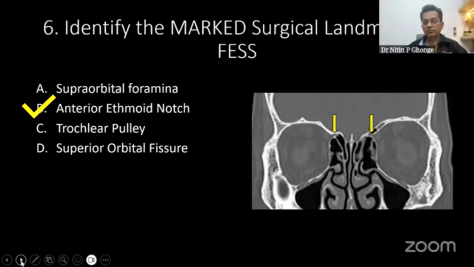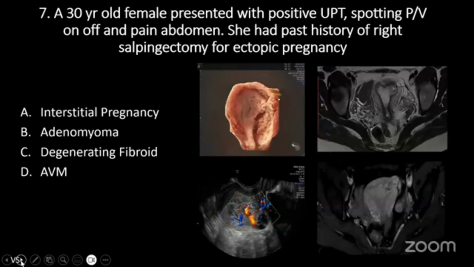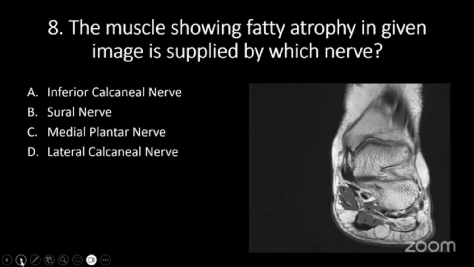That's the anterior ethmoid notch with its landmark for anterior ethmoid arteries, which can be injured during FESS. This is very typical of interstitial pregnancy, a rare type of ectopic pregnancy detected well on 3D ultrasound and on MRI. The MRI image shows atrophy of abductor digiti minimi due to Baxter's nerve entrapment affecting the inferior calcaneal nerve.